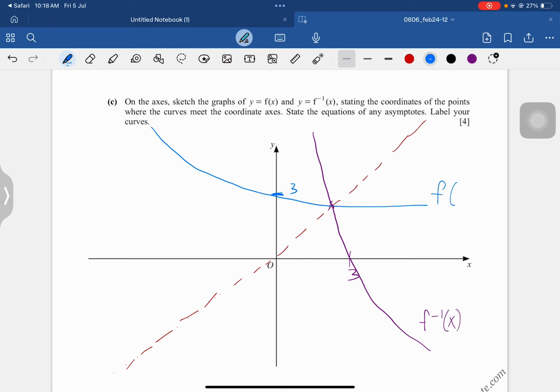And this is f(x). State the equation of any asymptote. So the asymptote, as previously mentioned here, y equals to 2. And the asymptote here is going to be x equals to 2. Now, that will be your answer.